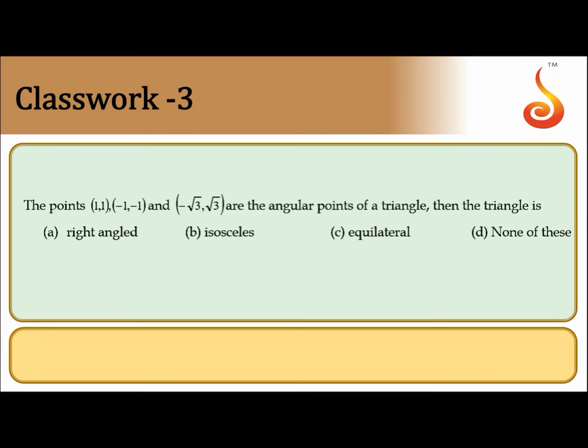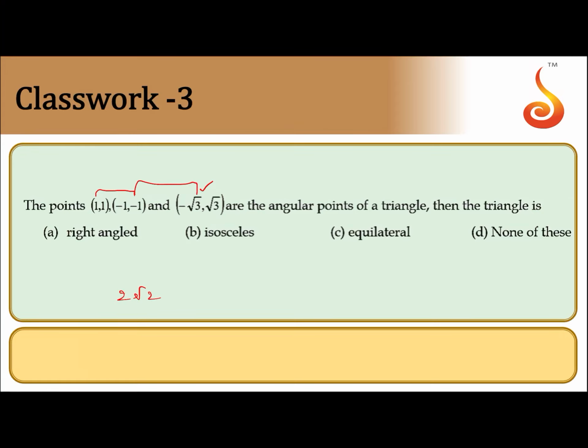Coming to the third one. The points (1, 1), (-1, -1), (-root 3, root 3) are the angular points. Generally, you remember one thing. When you are asked to calculate the type of the triangle, when root 3 is involved, 90% it should be an equilateral triangle. Anyhow, we'll check the condition. So AB, the distance between these two points, is 4 plus 4 under root, that is 2 root 2.